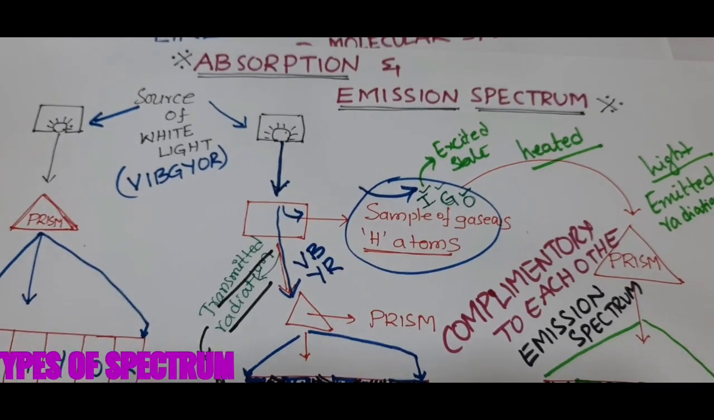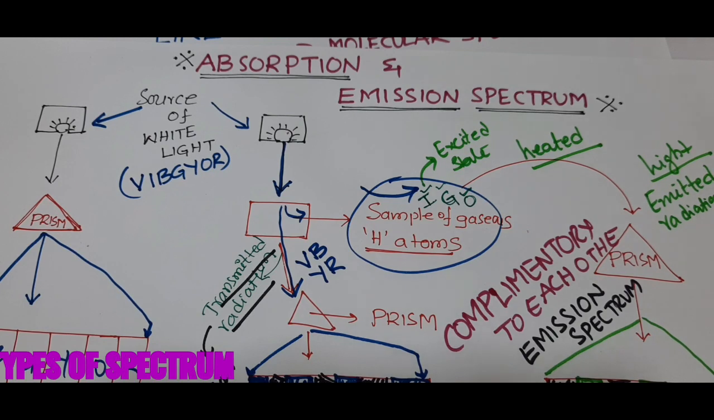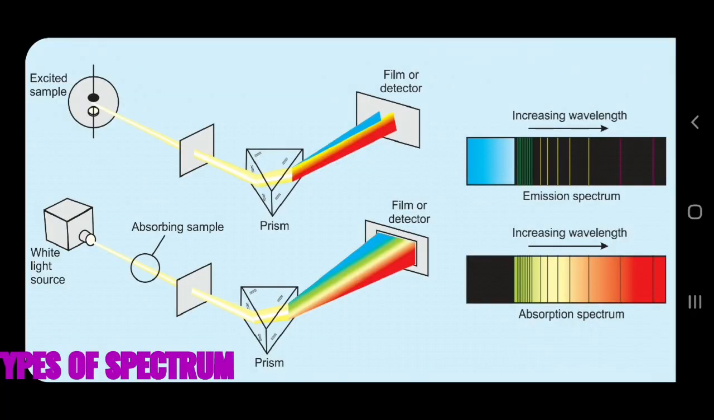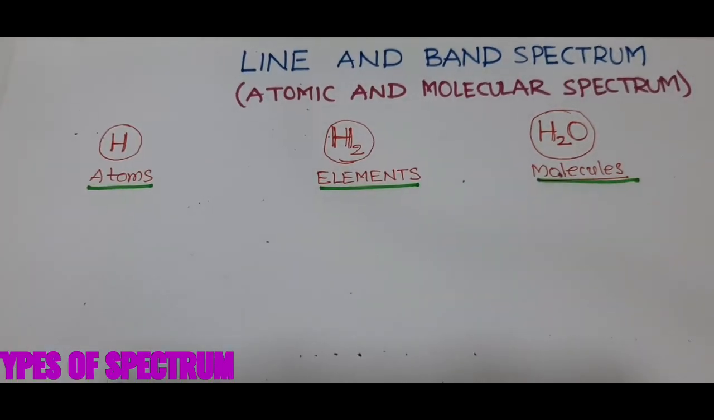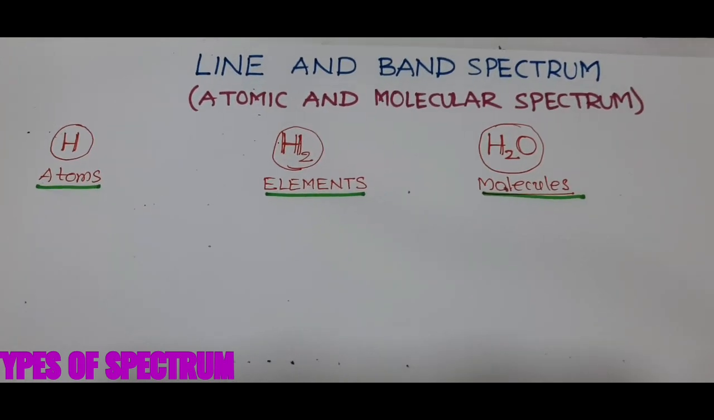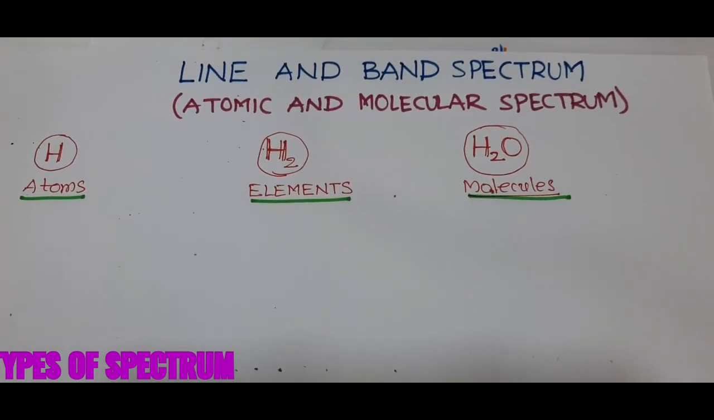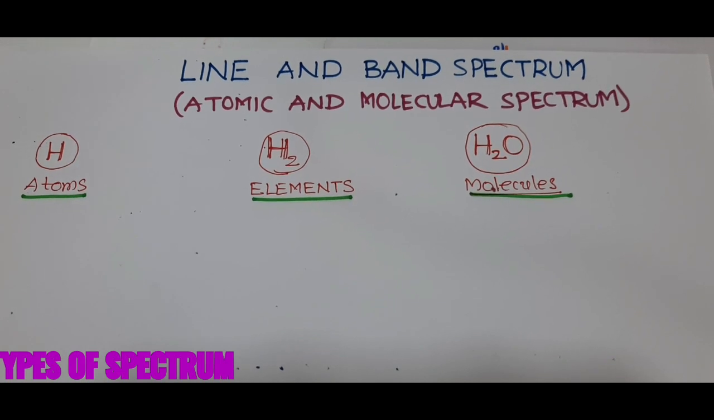Right, students? This is about the absorption and emission spectrum. For this also we will look at some printed information regarding the absorption and emission spectrum by the photographs. Now this is the final part of the simple explanation of the spectra.